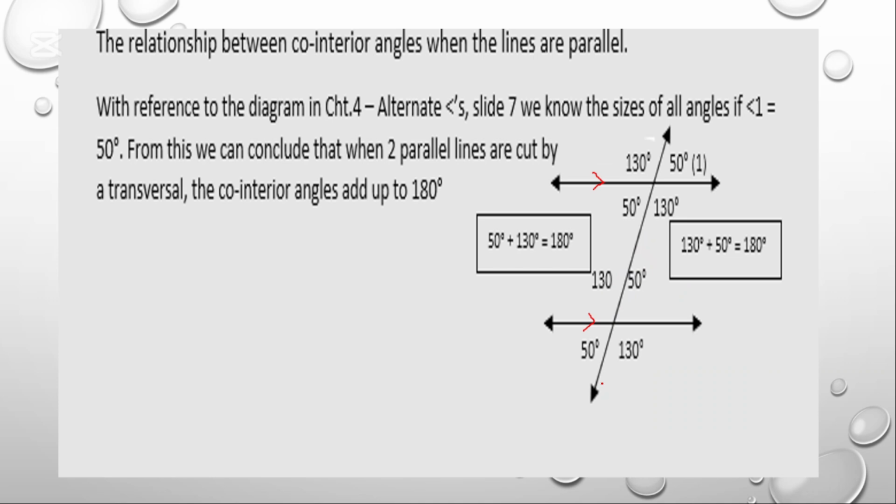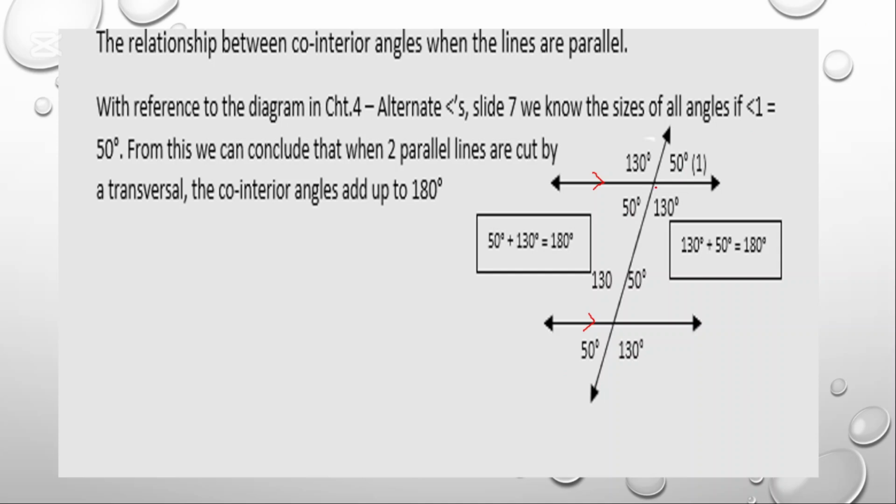Now we look at the relationship between co-interior angles when the lines are parallel. With a reference to the diagram in chapter 4, alternate angles, slide 7, if you want to go back to that one. We know the sizes of all angles if angle 1 is equal to 50. Alright, so angle 1 is equal to 50.